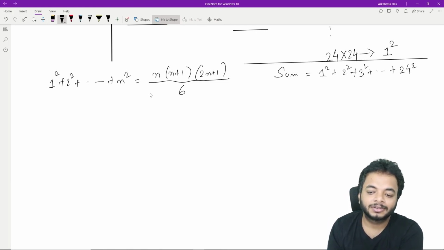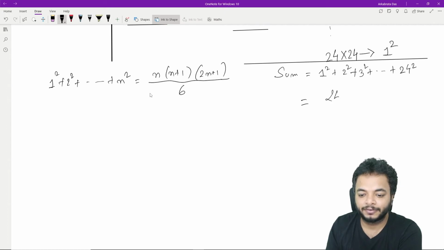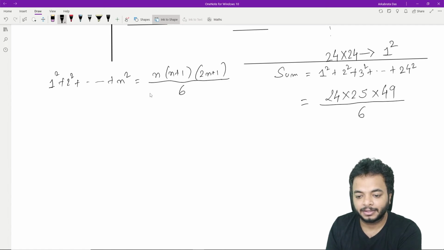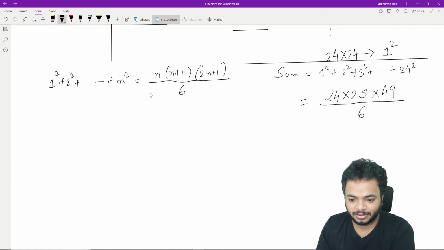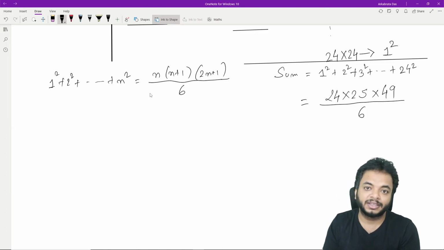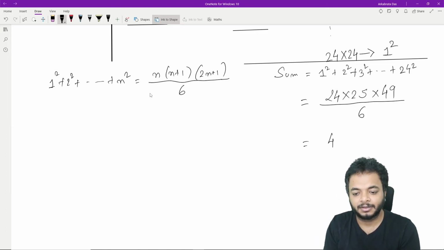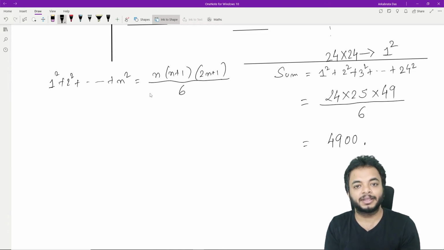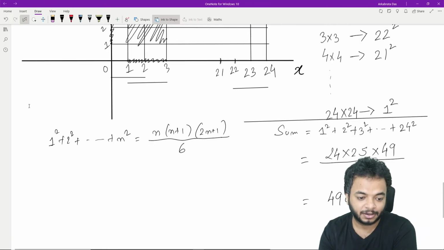And so this sum would be, n is 24 in our case, so 24 times 25 times 2 times 24 plus 1, 49, divided by 6, okay. Yeah, so I calculated this somewhere, it's 4900, okay. So that's the answer. That is not important, the main thing is the concept behind it, okay.